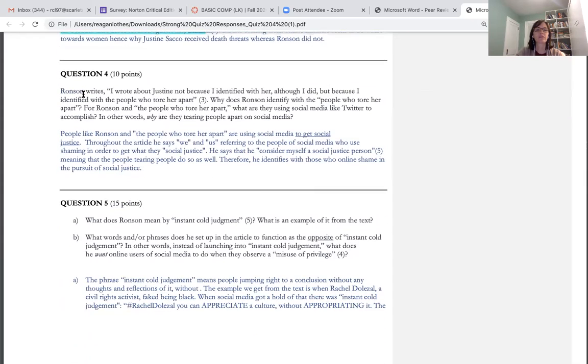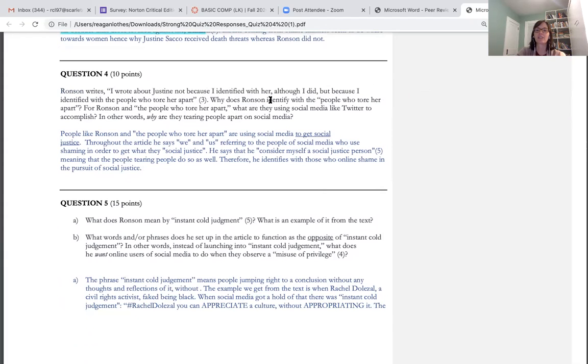Okay, so question 4. Ronson writes, "I wrote about Justine not because I identified with her, although I did, but because I identified with the people who tore her apart." And notice the violence there, right? Again, of this online shaming. So it's all language, but there is certainly a violence that is produced or felt, experienced by that language.